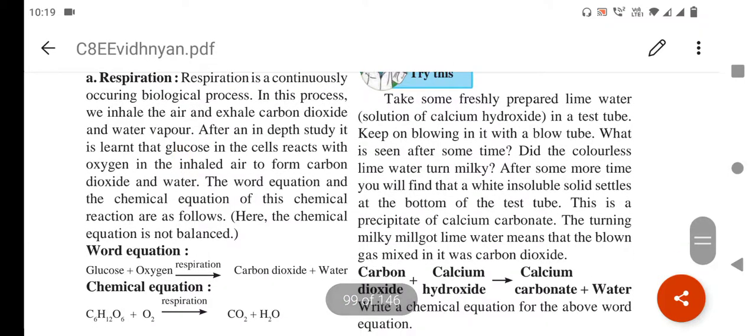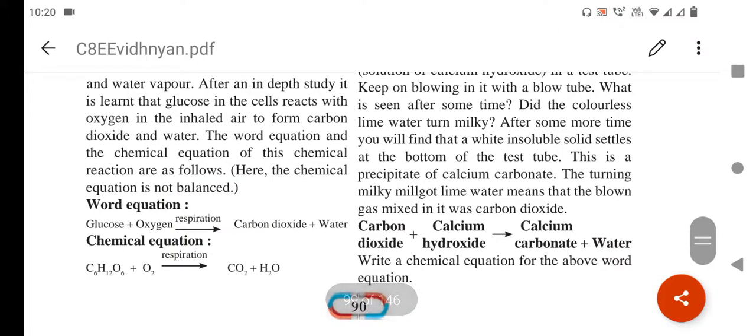Now try this. Take some freshly prepared lime water, a solution of calcium hydroxide, in a test tube. Keep on blowing in it with a blow tube. What is seen after some time? Did the colorless lime water turn milky after some more time? We will find that a white insoluble solid settles at the bottom of the test tube. This is the precipitate of calcium carbonate. The lime water turning milky means that the blown gas mixed in it was carbon dioxide.